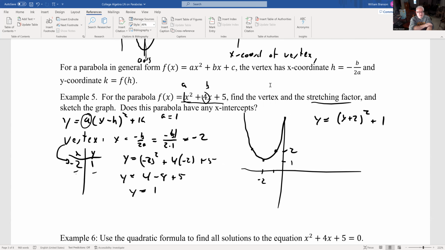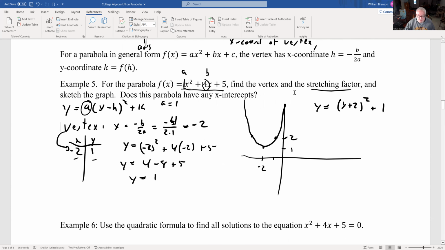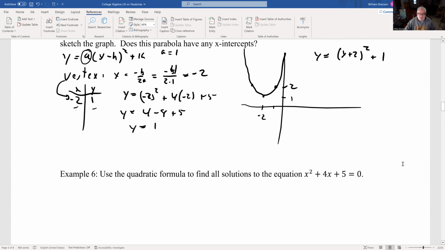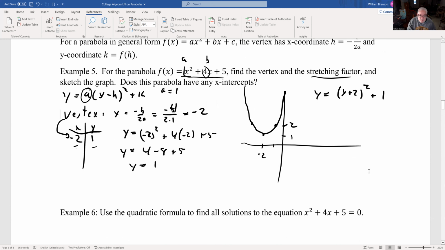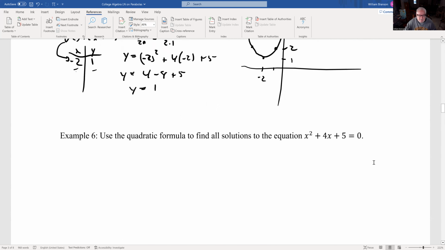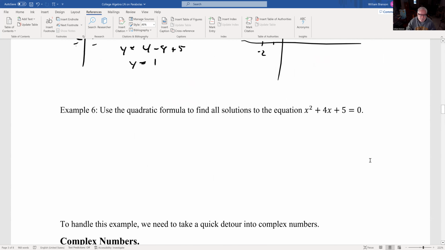So we don't have to complete the square because we can now figure out what the vertex is. So what are all the solutions to this equation? This parabola has no x-intercepts because it doesn't cross the x-axis, right? So that's fine. But what does the quadratic formula give us for this?